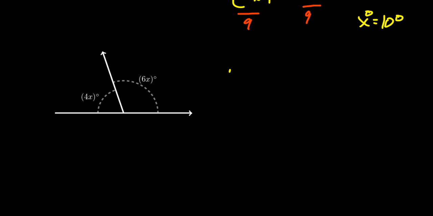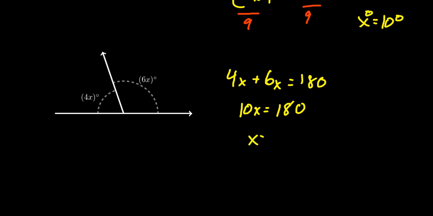And so we see that 4x plus 6x is going to equal 180. 4x plus 6x is 10x, which if we divide both sides by 10, we see that x equals 18. Therefore, the 4x angle is going to be four times 18, which is 72 degrees. And then 6x, that is 6 times 18, that's going to equal 108 degrees. And therefore, again, using a little bit of algebra, we're able to fill in the missing information inside of these diagrams.